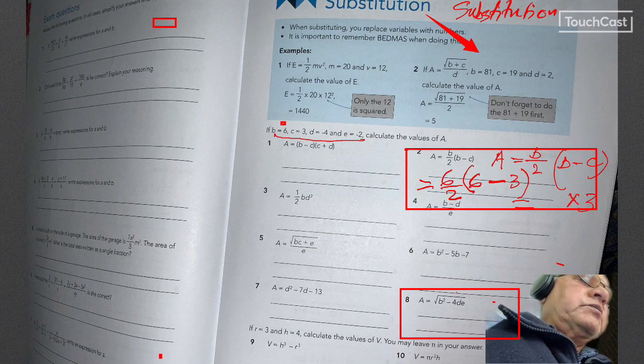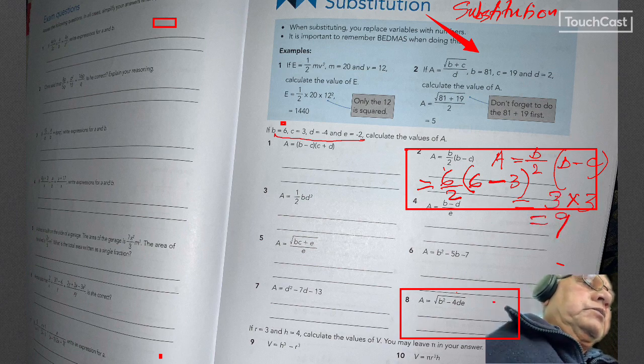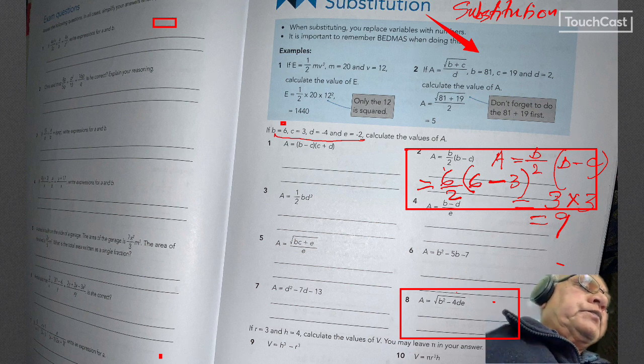And we got to then divide that number 6 by 2. That'll give you 3. So we are ending up with the answer 9. Remember, we don't have a calculator.